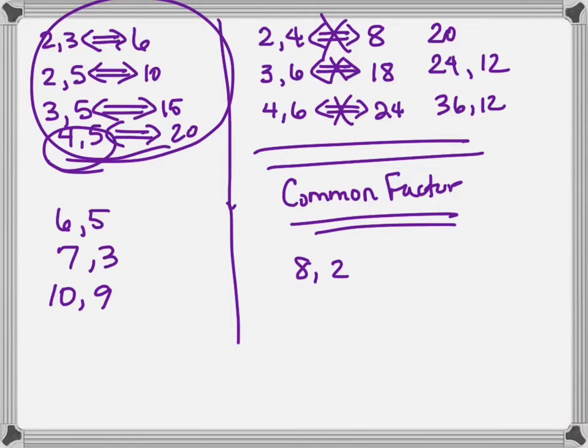8 and 2, okay. 8 and 10. What was that? 10 and 5. Okay, so these lists are indefinite, right? We can keep coming up with more and more examples in these lists, and it all has to do with whether they have common factors.